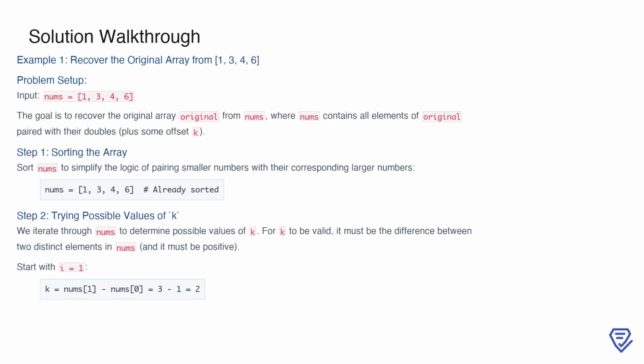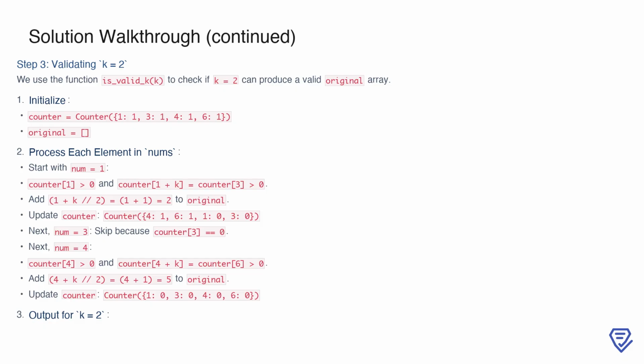Next, we try possible values for k, which must be a positive difference between two distinct elements in nums. Starting with i equals 1, we calculate k as nums[1] - nums[0], which gives 3 - 1 equals 2. This value of k will now be tested to see if it can produce a valid original array. To validate k equals 2, we use the function is_valid_k(k).